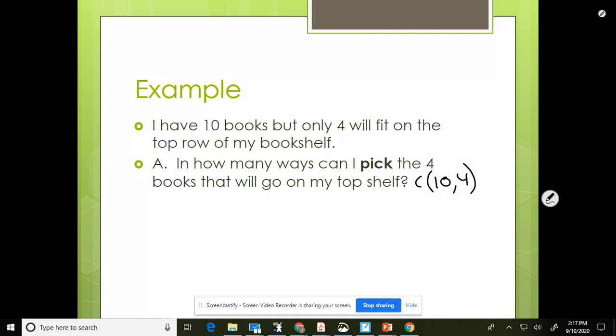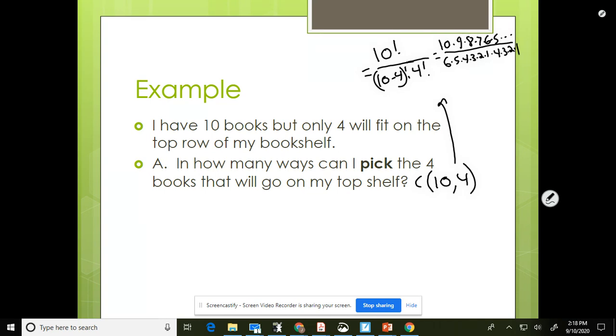Okay, and I'm going to give myself a little more space. So the formula is going to look like 10 factorial over 10 minus 4 factorial times 4 factorial. So 10 factorial is just 10 all the way down to 1. Then I've got 6 factorial, and then 4 factorial.